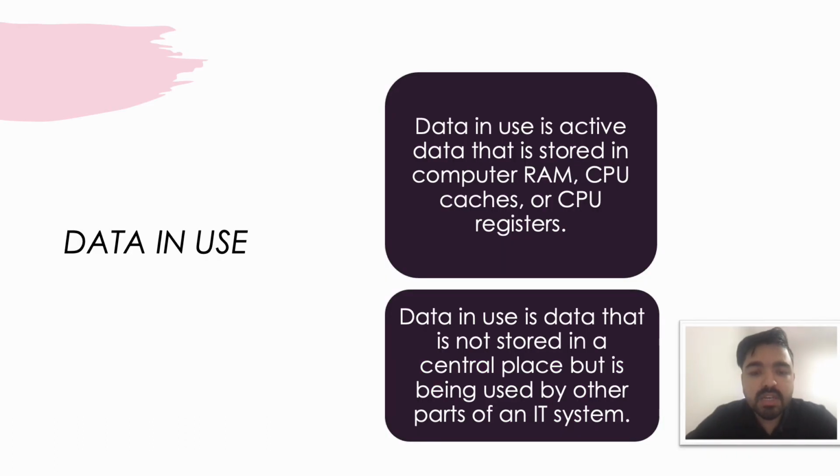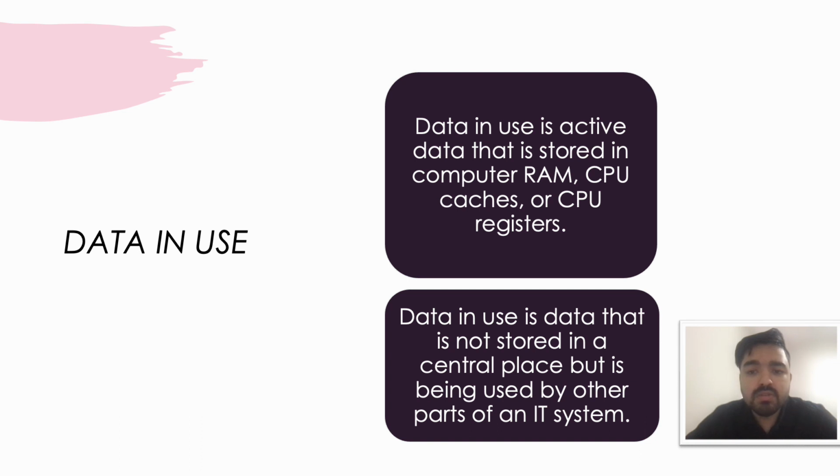Secondly, I'll be talking about data in use. Data in use refers to the data that is being actively accessed, processed, or modified by a computer system, application, or a user, and it is being stored in RAM, CPU cache, or CPU registers. It is not stored in a central place, but it is being used by other parts of an IT system. This type of data is typically stored in temporary memory only.